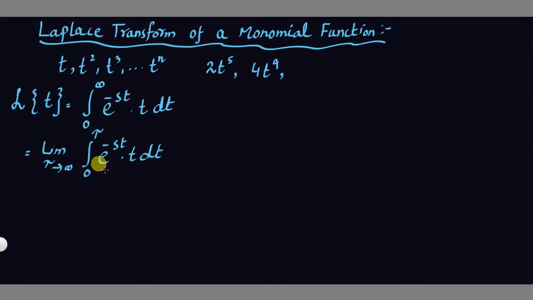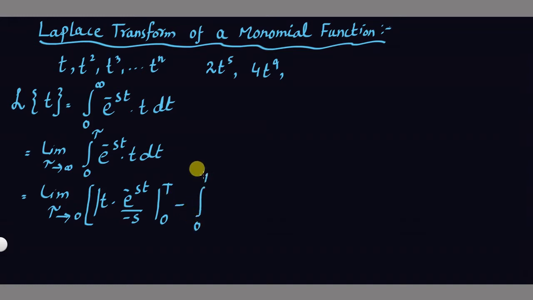Now there are two functions. Whenever you have two functions, there are many methods to solve the integral, but we have to decide which method will be used here. We will use the method of integration by parts. First function as it is, integration of the second function, using the upper and lower limit, minus integral from 0 to tau of e raised to the power minus st divided by minus s, and the differentiation of the first function. This is the method of integration by parts.